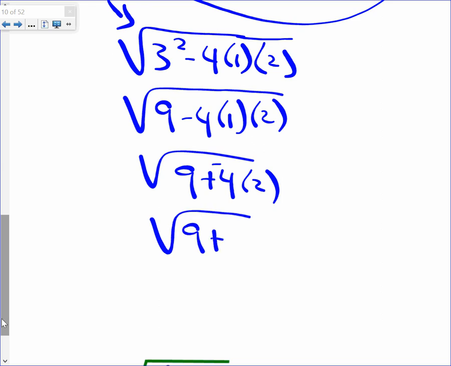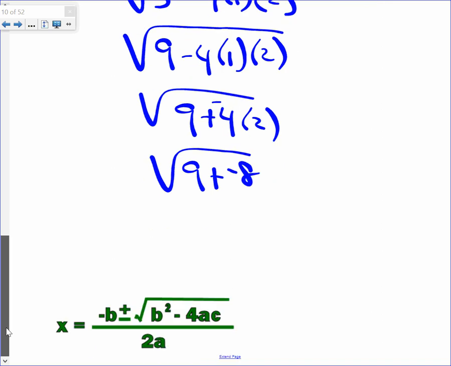Add or multiply first? Add. Nice. See, that's going to be 9 plus negative 8. Negative 4 times 2 is a negative 8, yeah? Yes, sir. Moving right along. What's the square root of 1? 1, and negative 1. So plus and minus 1.